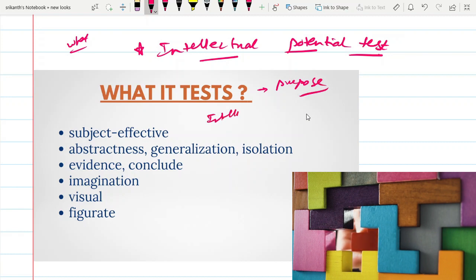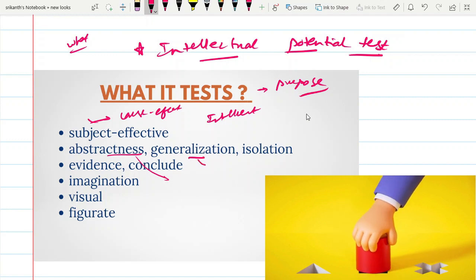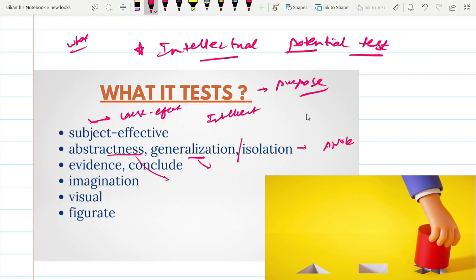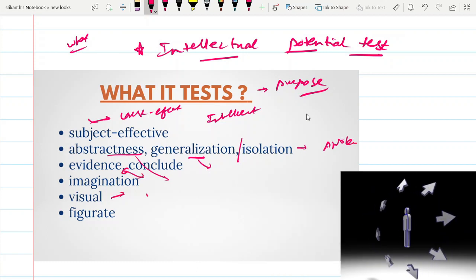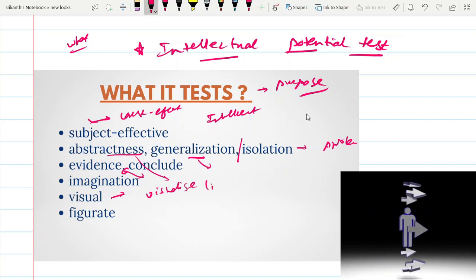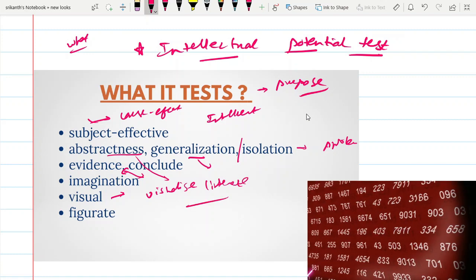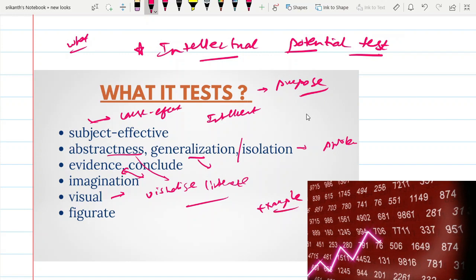So if something is given like cause and effect relationships, can you generalize from that, and how can you isolate a problem? If some evidence is given to you, how do you conclude from it, and are you able to visualize something? If something is given on the screen, can you interpret that? So all these things are what it tests. We'll be discussing certain examples, and it will be very clear to you as we move ahead.